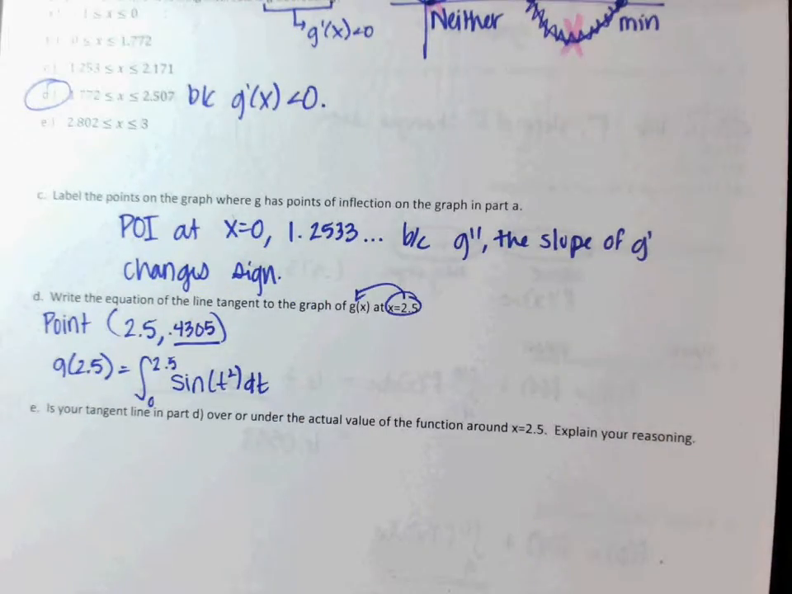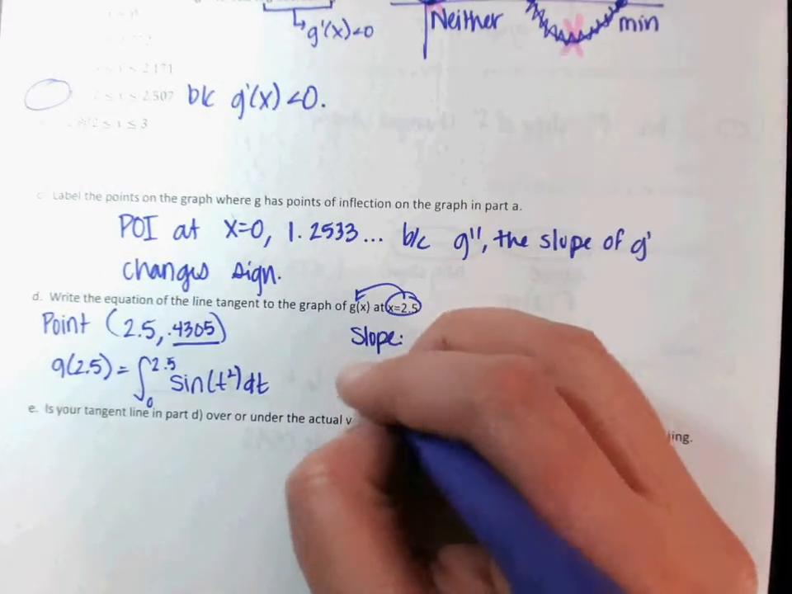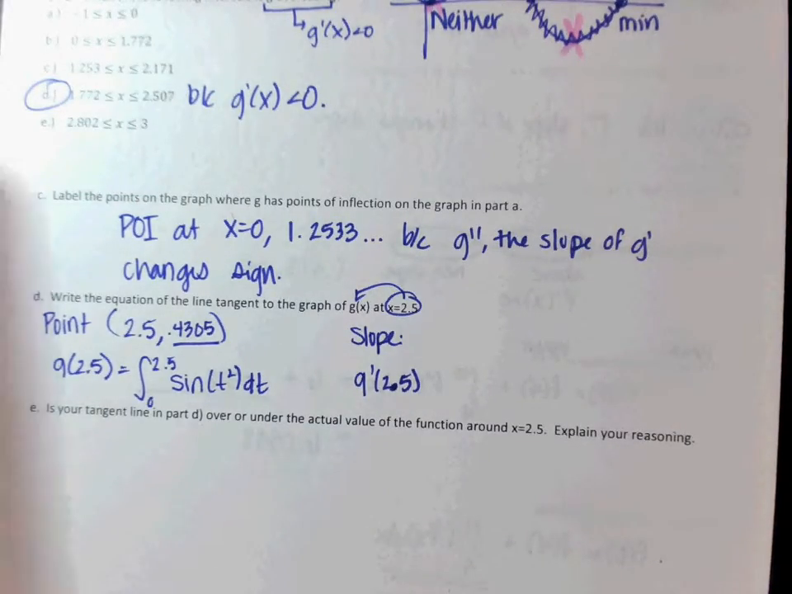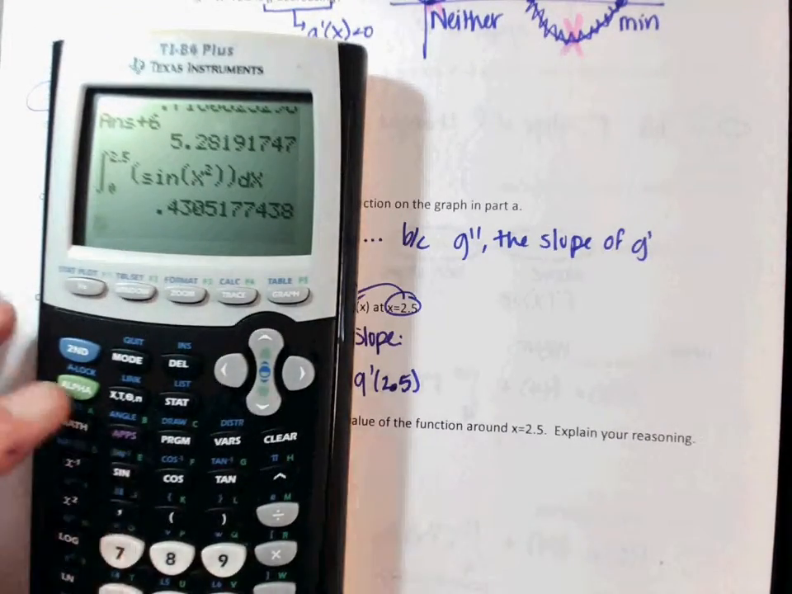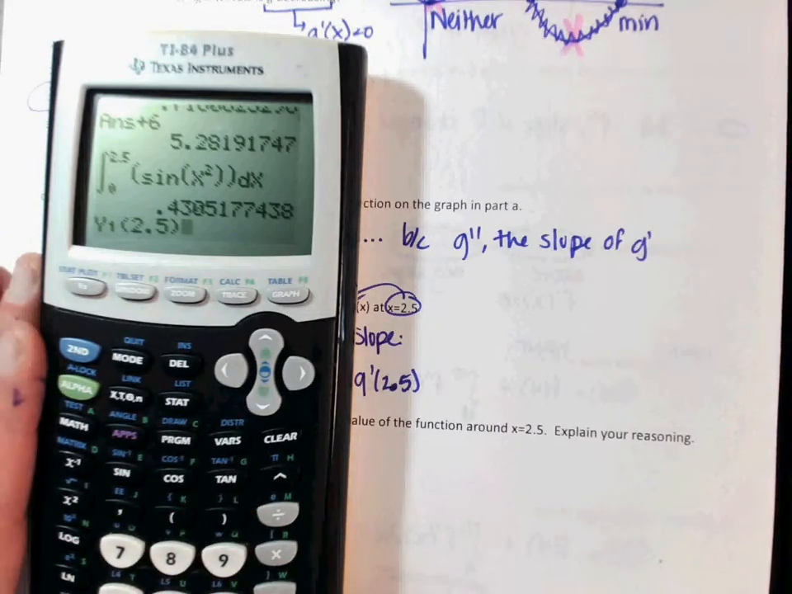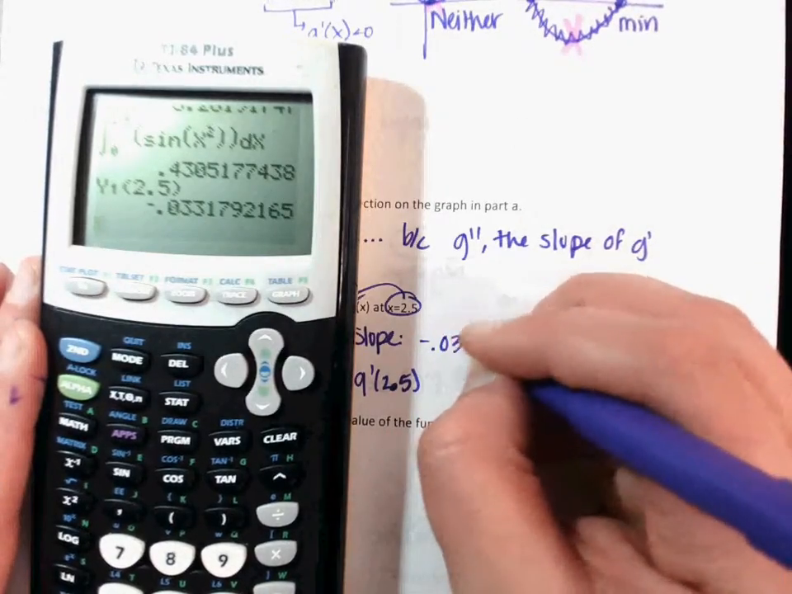So I have my point. What else do I need? I need my slope. And remember that the slope is g prime of 2.5. That is what's already in my calculator. So remember here, I'm going to do alpha trace y1 at 2.5. Easy, easy, and it'll plug it in for me. So my slope is negative 0.0331.